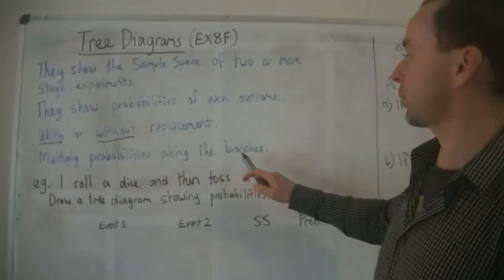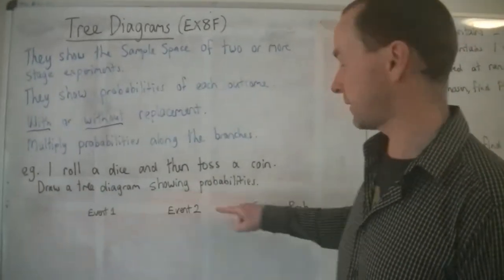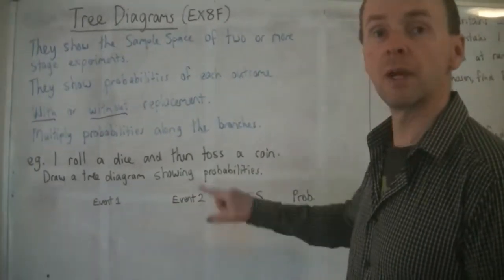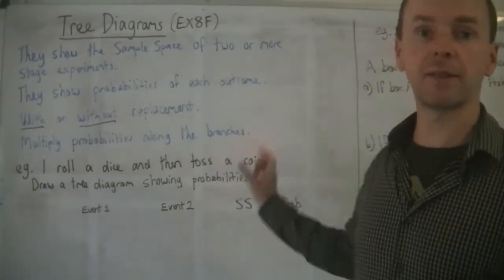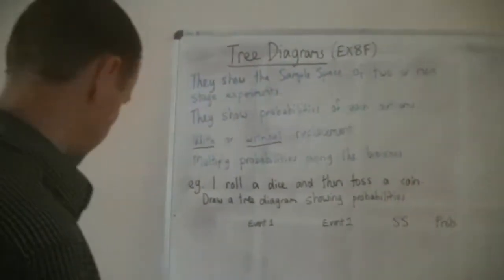And you multiply probabilities along the branches. So when you draw a tree diagram, if you get the sample space, you go along the branches, you multiply those probabilities to get the final probability of that event occurring. Anyway, let's just do a quick example here.